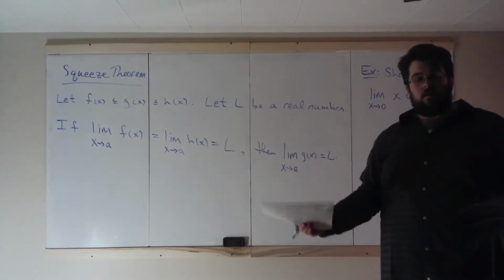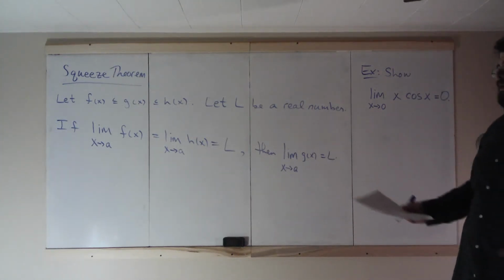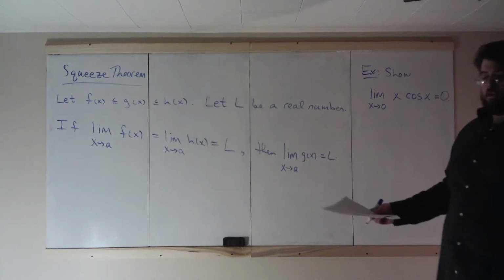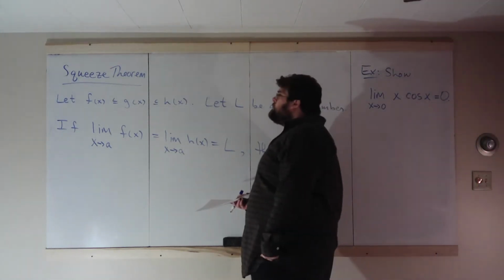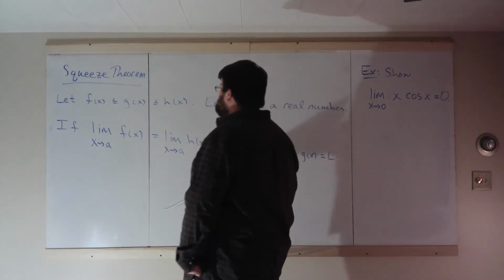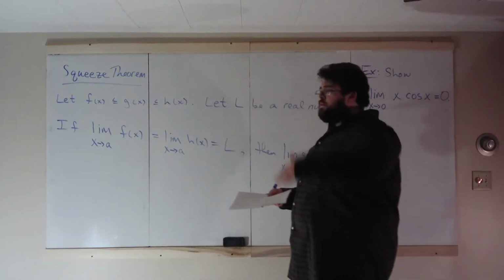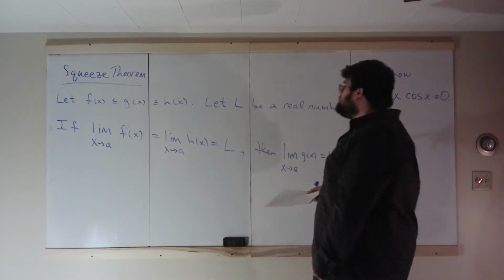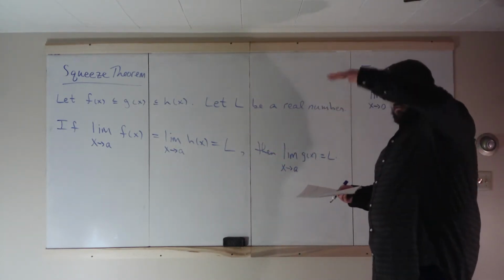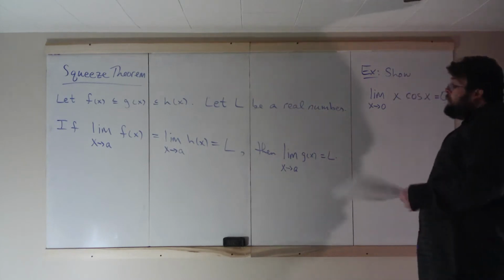The squeeze theorem allows us to compute limits provided that we can set them up in a certain way. So, squeeze theorem: let f of x be less than or equal to g of x be less than or equal to h of x. So we have three functions. One of them is less than or equal to the next, and that's less than or equal to the next. So they're kind of in a row. But they could be equal.